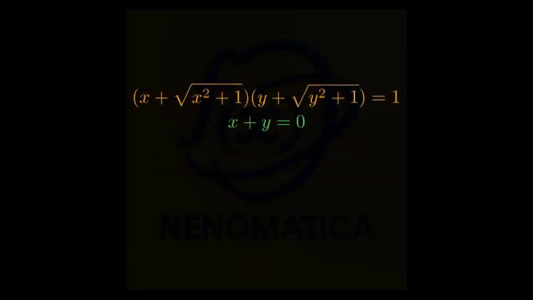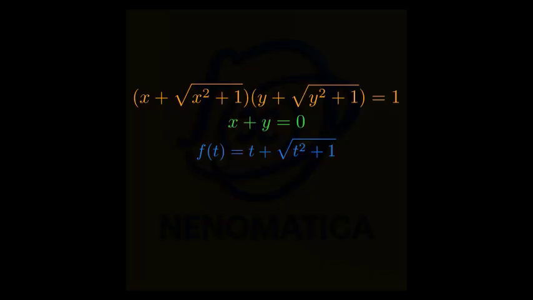In this example, we will prove a neat algebraic identity that looks a bit mysterious at first. We are given the product of two expressions equals 1, and we will show that x plus y must equal 0. Let's write the problem, and then build intuition step by step. The heart of this problem is a simple but powerful identity.